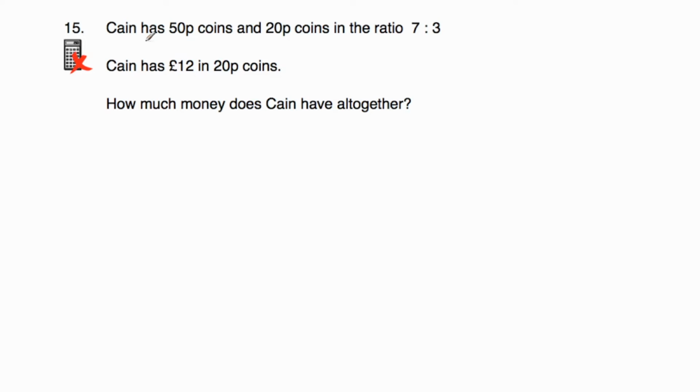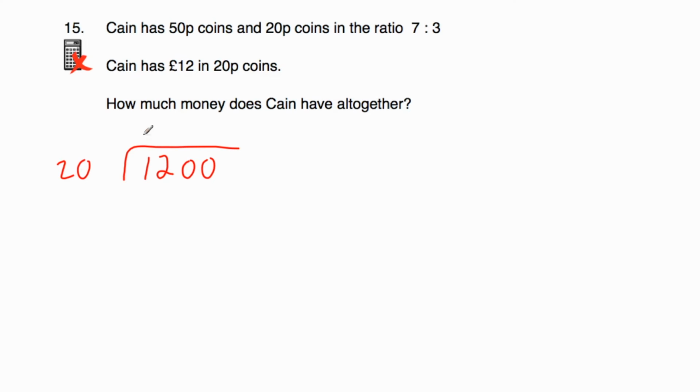Question number 15 says, Kane has got 50p coins and 20p coins in the ratio 7 to 3, and that Kane has got £12 in 20p coins. How much money does Kane have altogether? So we know that he's got £12 in 20p coins. So let's divide £12, or 1,200 pence, by 20p to see how many 20p coins he's got.